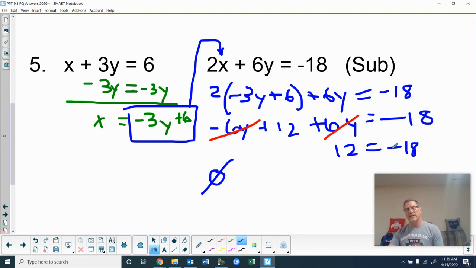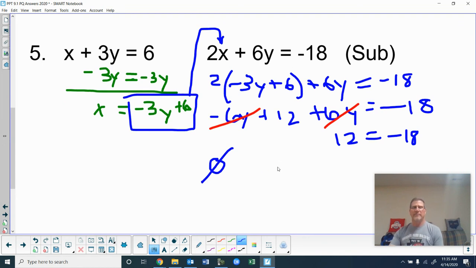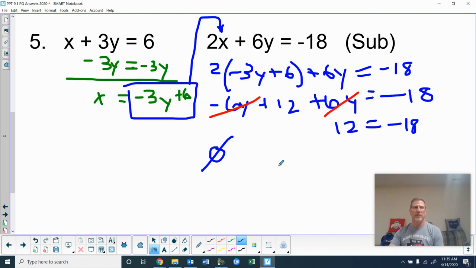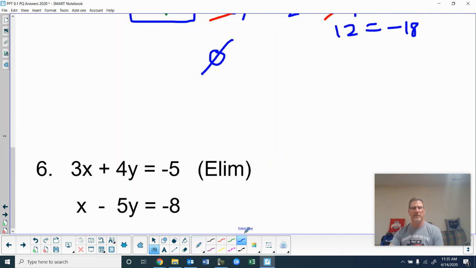If I would have got a true statement, like 12 equals 12 or negative 18 equals negative 18, we would have called it an identity, basically, and we could say there's an infinite number of solutions. No matter what we pick for x, we could solve for y, and we could find an answer. But this one was a false statement, means no solution, and that could happen once in a while. So be mindful of that. Don't let that mess with you. Okay, one more to do, another elimination problem.